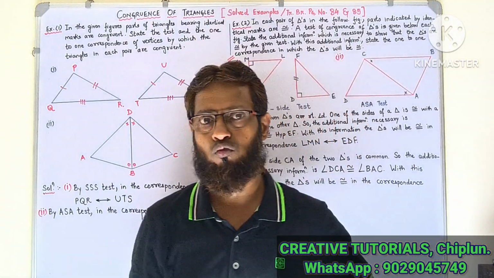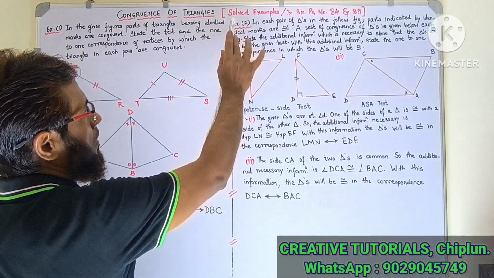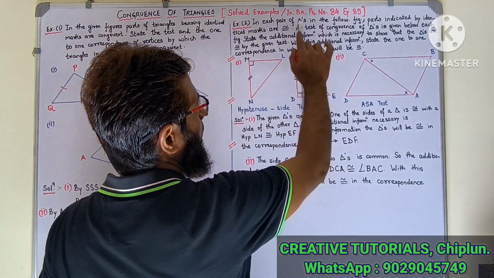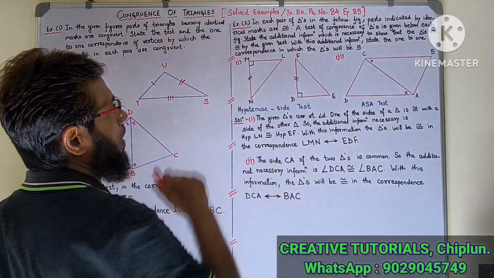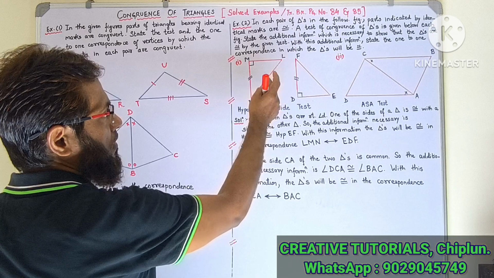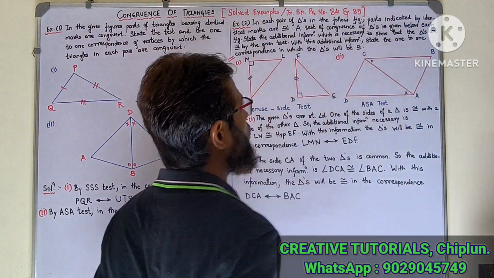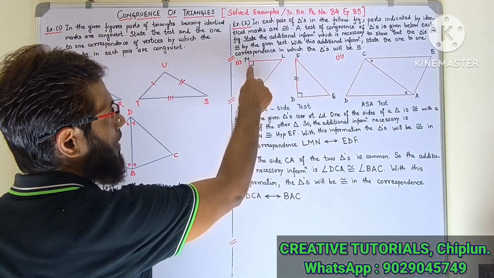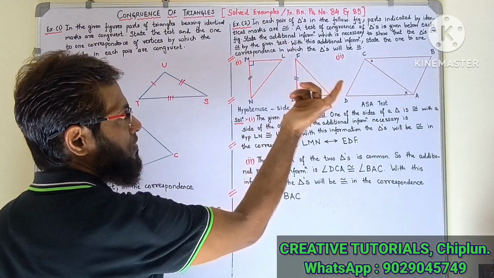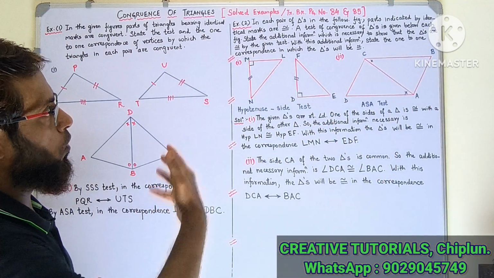Perfect. Now let's go to question number 2. Question number 2 says that in each pair of triangles in the following figure, parts indicated by identical marks are congruent. You can see sub question 1 has these two figures. In sub question 2 we have these two triangles, these two figures. And you can see that there are some identical marks, this, and this and this, then this and this and all. So these are showing that they are congruent.